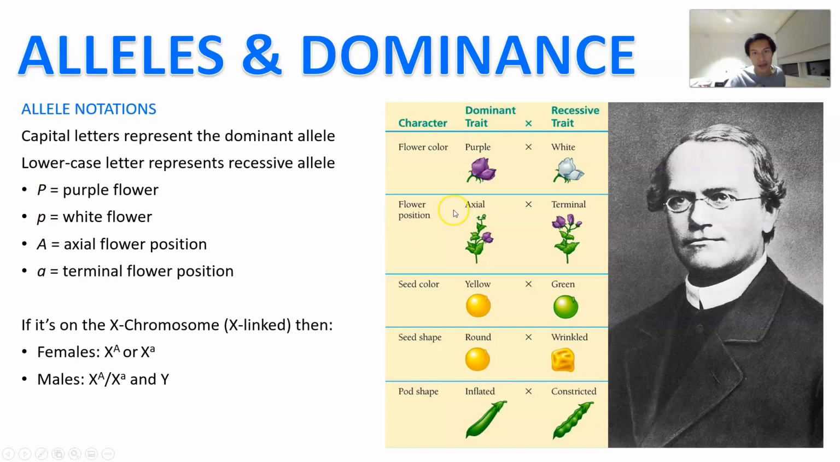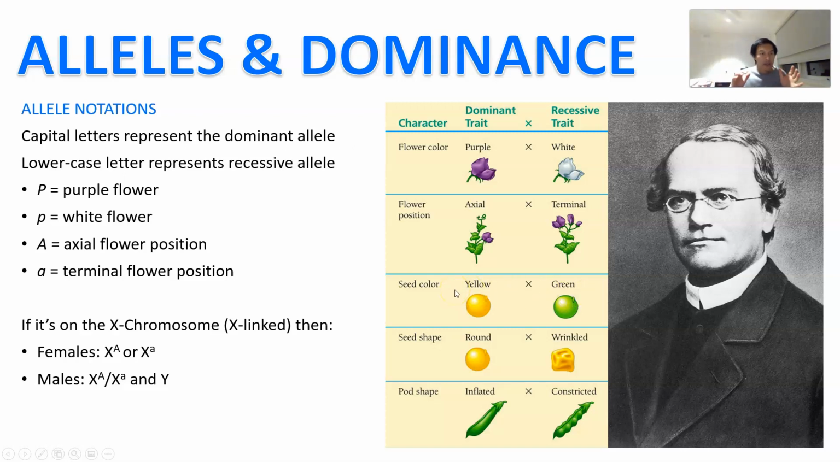On top of that, the flower position could be axial, meaning it's along the axis, or terminal, which is at the end, right? Axial flower position is dominant, so it's going to have a capital A. And the terminal flower position is not going to be represented by T, it's going to be represented by a lowercase a. Now, these letters are arbitrary. I could use X, I could use Z, I could use Y. It doesn't really matter which letter you use. The most convenient is usually the first letter of the word you're referring to. So you can see there, color might be Y, for example, or it could be green. I don't know. It's up to you, right?